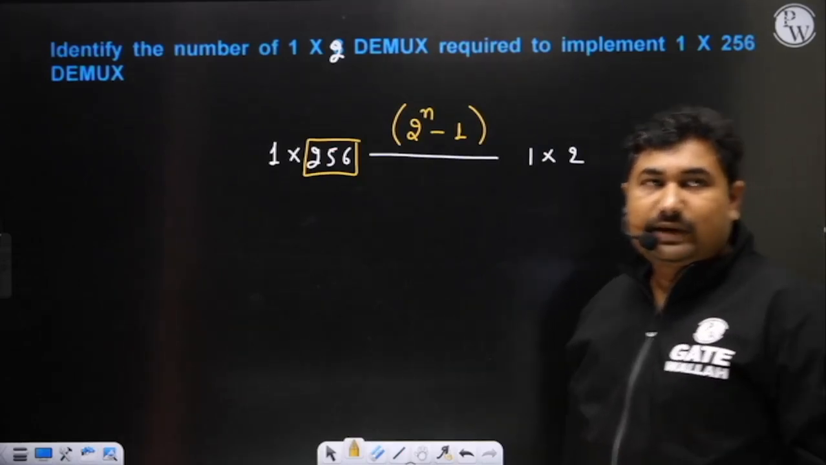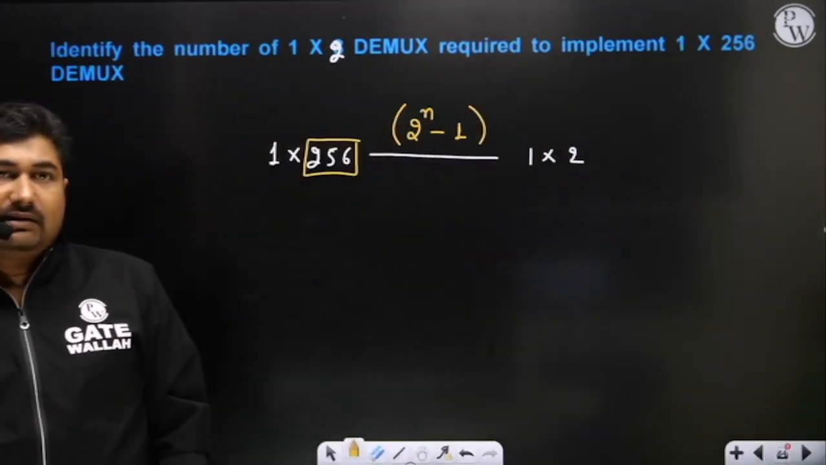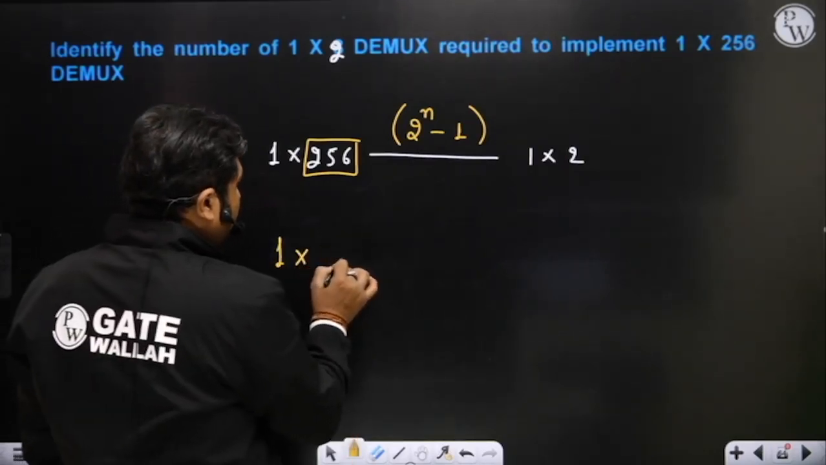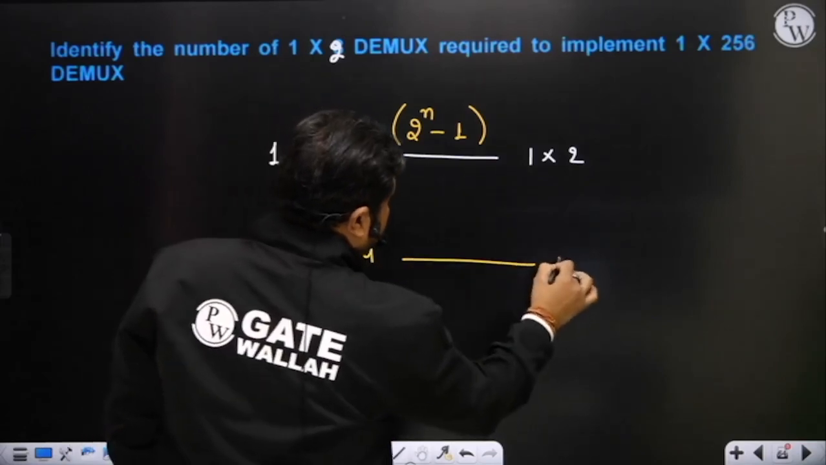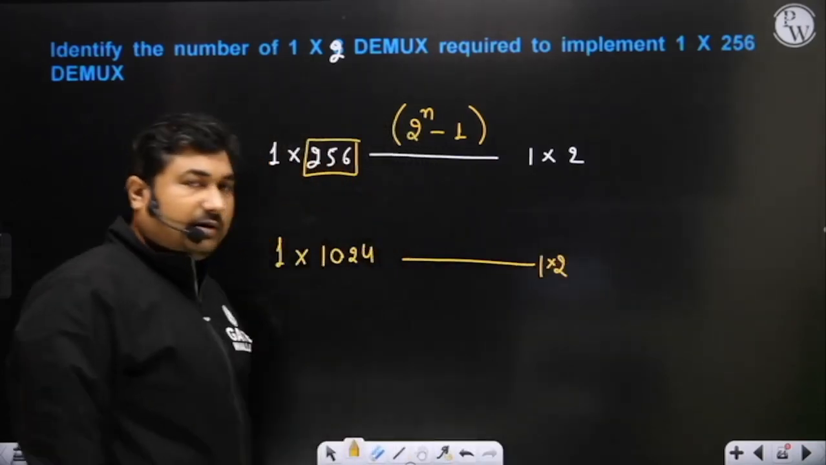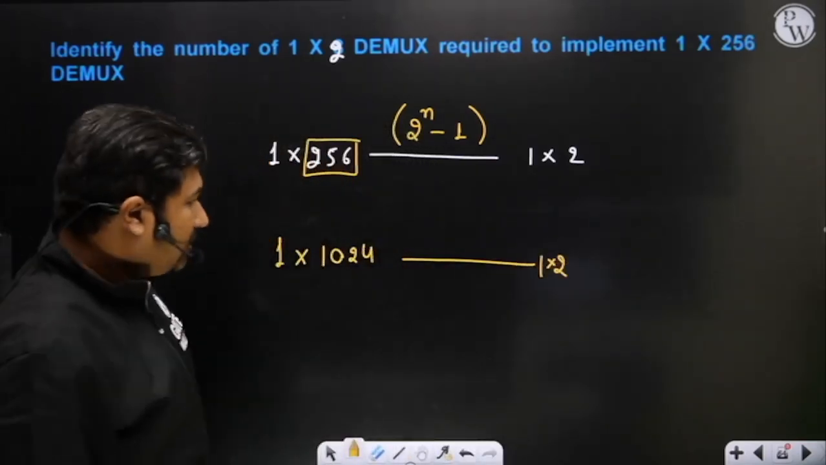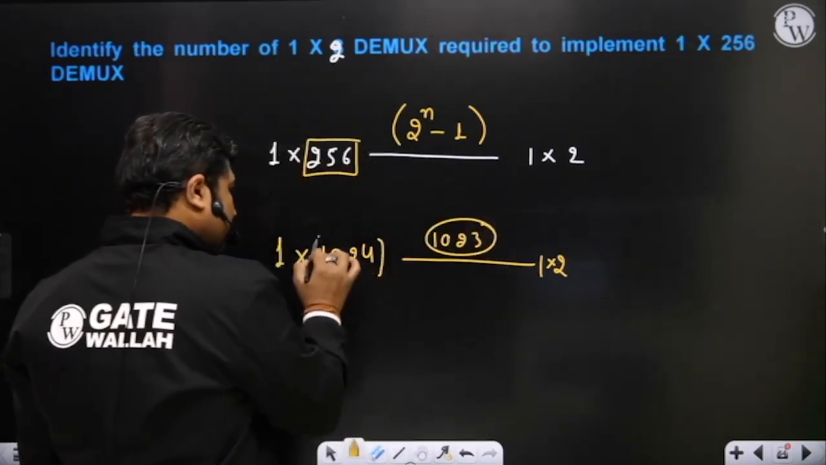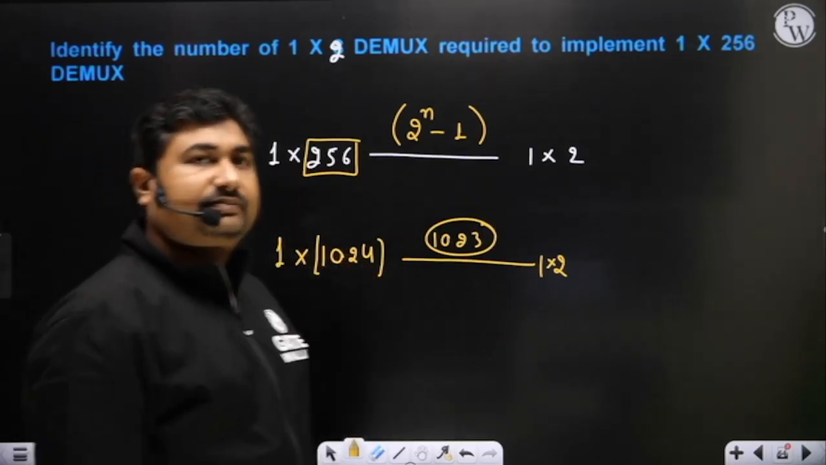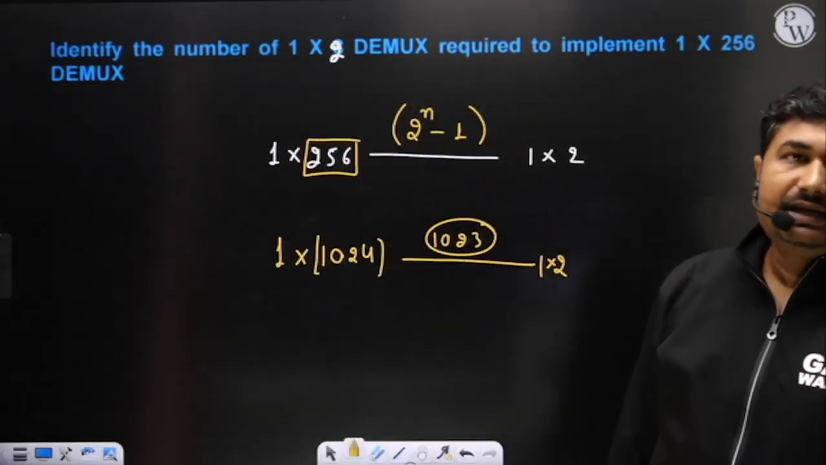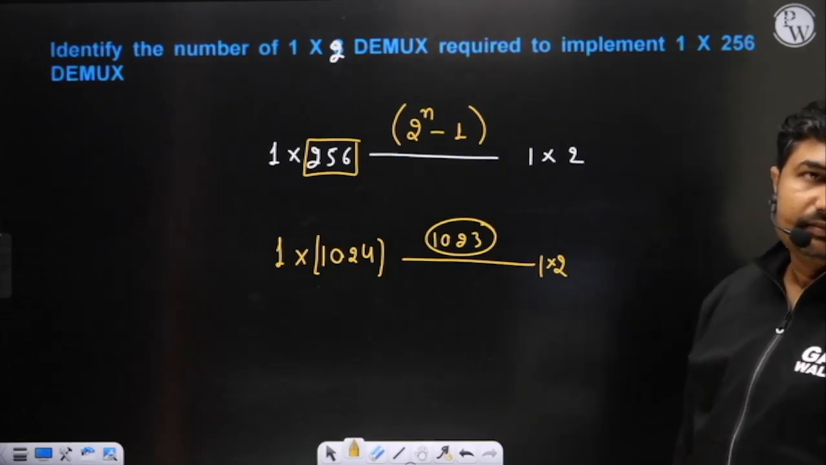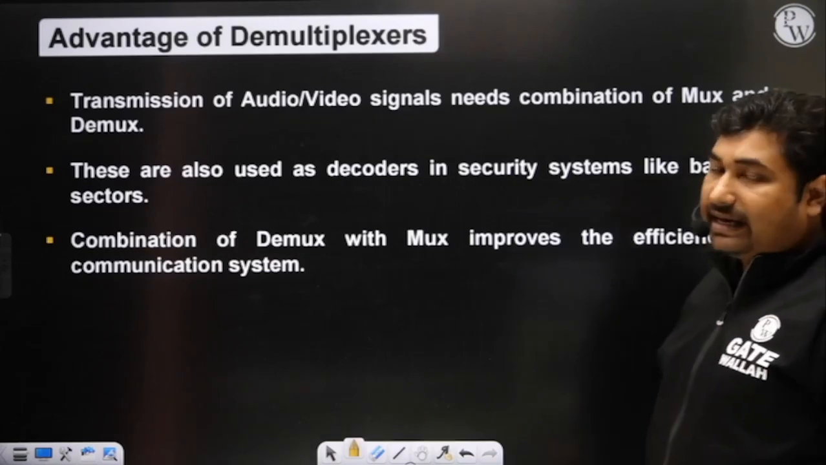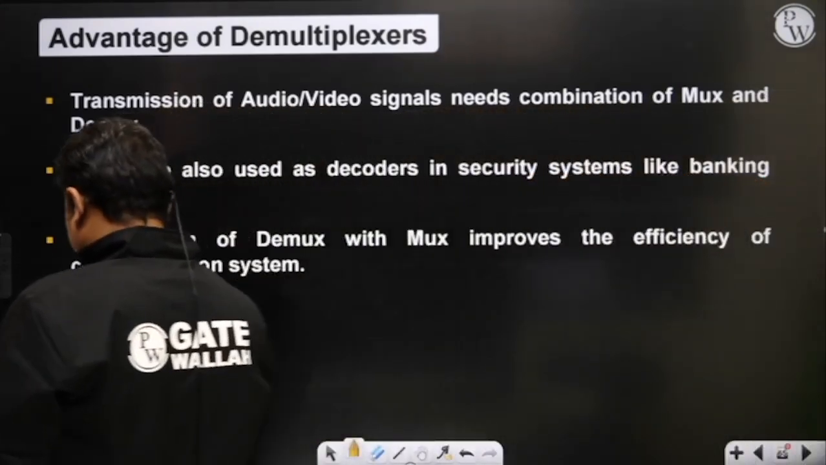Now you can easily do the calculation. If I ask you how many 1 cross 2 demux are needed in order to implement 1 to 1024 demux, you know, sir, 1023. Why? Because this can be represented in terms of 2 to the power n. Is it okay? Great. So now I am hoping the demux part is easy for you.